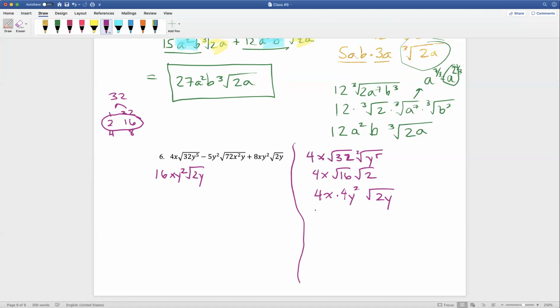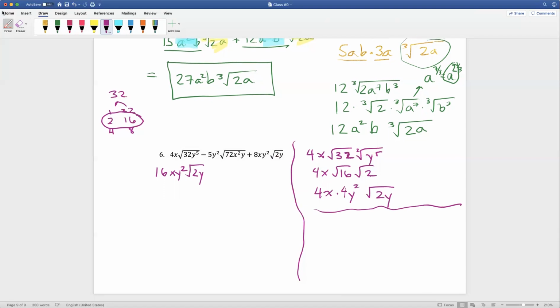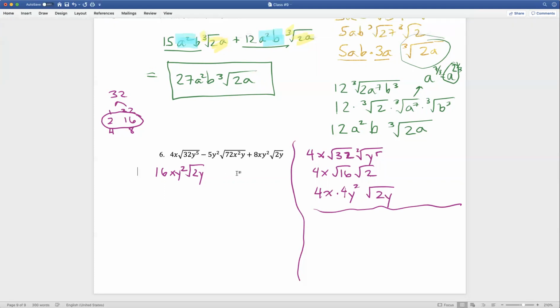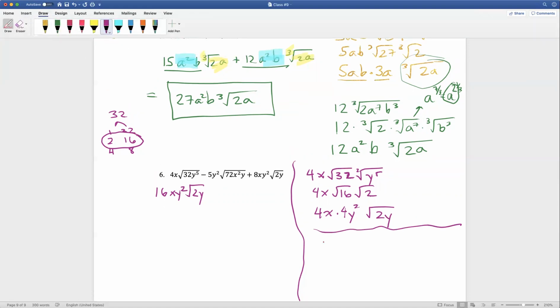Let's see what we can do with the second term. Negative 5y squared, square root of 72, x squared y. I might need another page for this, sorry. Oh, it's not letting me. Okay, that's okay. We'll stay here unless we have to move. Okay, so -5 y squared, square root of 72. I'm just going to break this up initially into their different factors. Square root of x squared, square root of y. Okay, let's start with 72.